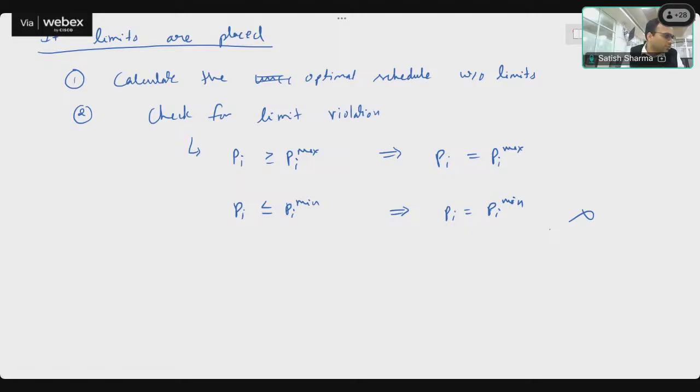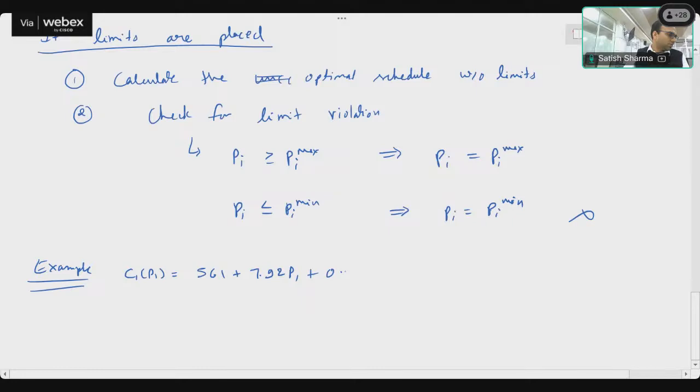Like we are using this book, Wood and Wollenberg, and let's understand with a particular example. Otherwise, how can we solve it? So certain cost functions are given: C1(P1) equals 561 plus 7.92 P1 plus 0.001562 P1 square. So this is the certain cost function.